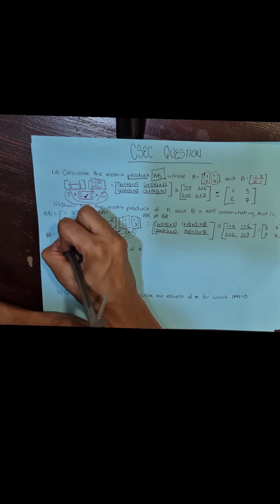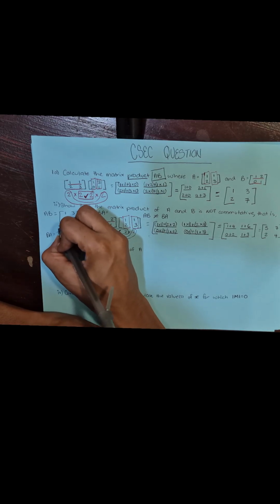These are not equal to each other. So we have shown that matrix multiplication is not commutative. AB is not the same as BA. You do have to do it in the exact order that they gave it to you, because you will not get the same answer.